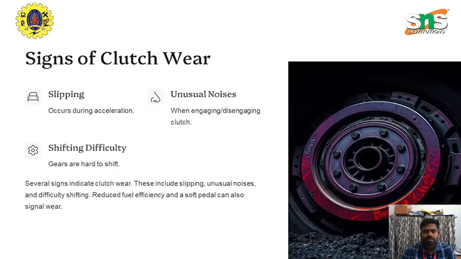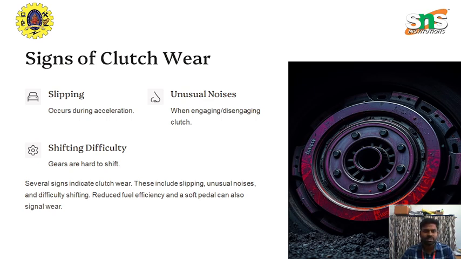Now, the signs of clutch wear. By engaging and disengaging the power, we will have wear and tear of the components. We know we have many mechanical components inside the clutch, so by engaging, disengaging and rotation of these components, we may expect wear and tear. By means of wear, we will have friction between the components, and by means of friction, there is a reduction in the function of the component.